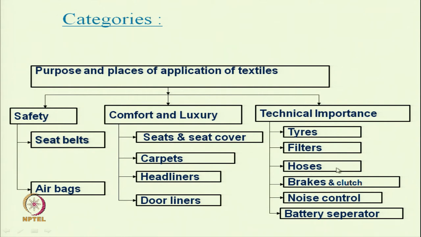filters, textile hoses, textile brakes and textile reinforced composite brakes and clutches are there. Acoustic control, noise control, so that noise from outside or noise from inside can go out, or from outside it should not come inside. So, noise absorption, and in battery separator we can use textile material.